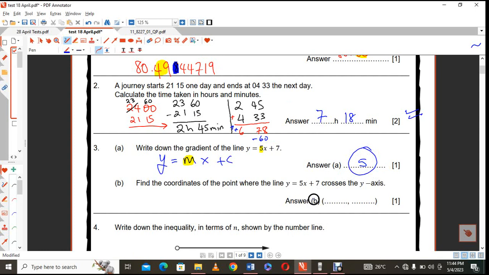Now, when they ask you the coordinates of the point where the line crosses the y-axis, so the y-axis is the y-intercept. The y-intercept is when x equals to 0. You can calculate it, but you don't need to. So when x equals to 0, so you see that y equals to 7. So that is the point. So here's your y-intercept. So where there is a 7, now you must remember that the coordinates there, x is going to be 0 and y is going to be 7.